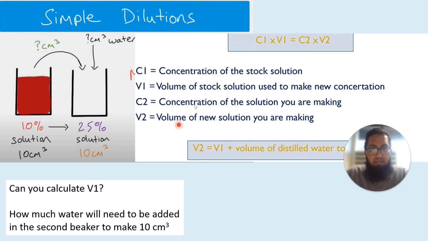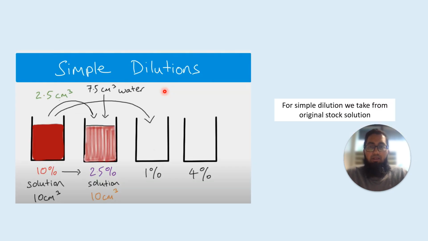So using this formula, can you calculate the V1 first? Do you have C1? I have C1. C1 is 10. And then V1 is something that I don't know. It is the one that I'm going to find out. It is the volume of the stock solution that's used. How much am I taking out? I don't know. C2, do I have the concentration of the new one? Yes, 2.5. V2, yes, 10%. So put that into your formula and see if you can rearrange to get the answer.